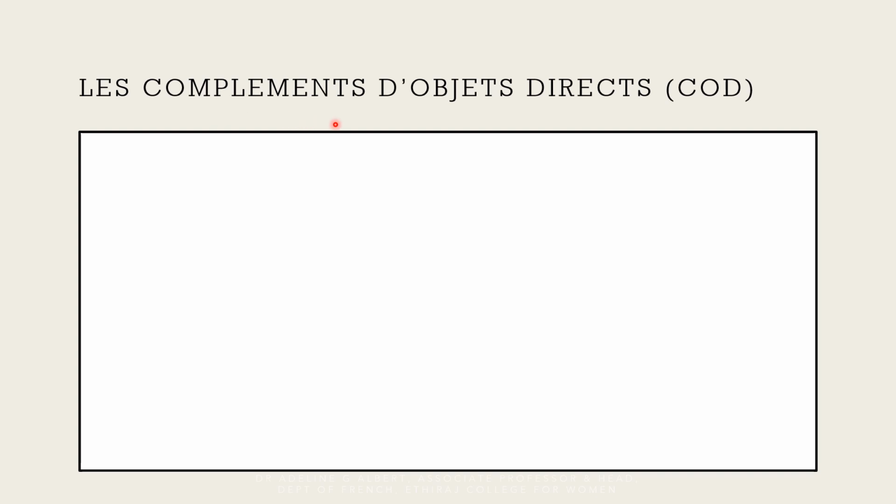So, complément d'objet direct. This is how you spell it. Complément d'objet direct. It's C-O-D. This means a complement is an object. It's a pronoun, remember. So, a complément d'objet direct is your direct object pronoun. In English, you call them pronouns. In French, you call them the COD. Complément d'objet direct.